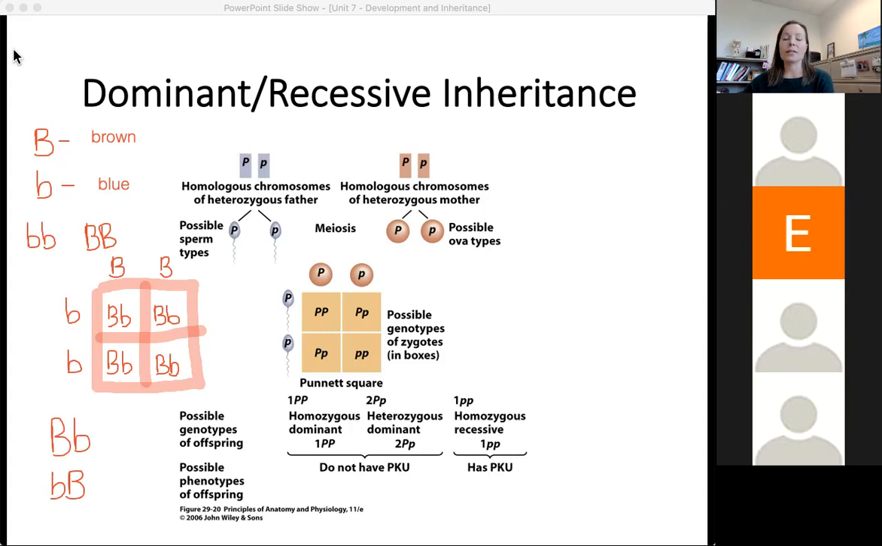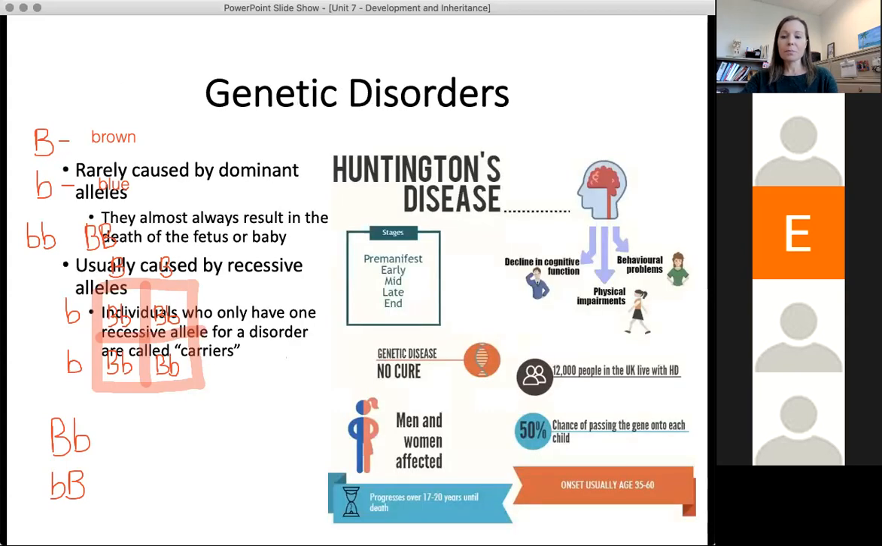There is another type of inheritance that is called incomplete dominance. With this type, neither allele is dominant over the other one. So if you have one of each, a heterozygous genotype, where you've got one of each, what you'll actually see as a result is a combination of those two alleles. So I'll give you a good example here. Let me get rid of all that writing.